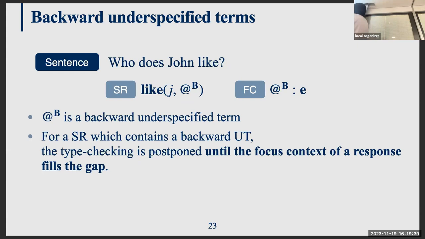Okay, let's see an example. The sentence "Who does John like?" is assigned the following semantic representation and the following focus context. The sign aspirant B is a backward underspecified term. In a standard DTS setting, if an utterance is performed, the semantic representation for the utterance is checked whether it is well typed or not. But if the semantic representation contains a backward underspecified term, the type checking is postponed until the progress context of a response fills the gap.